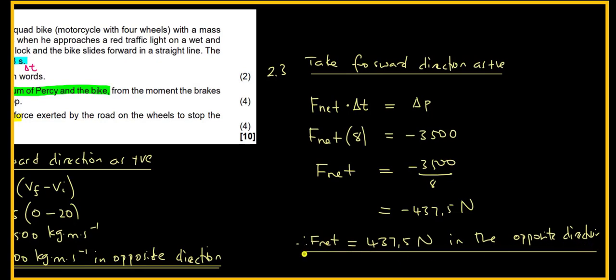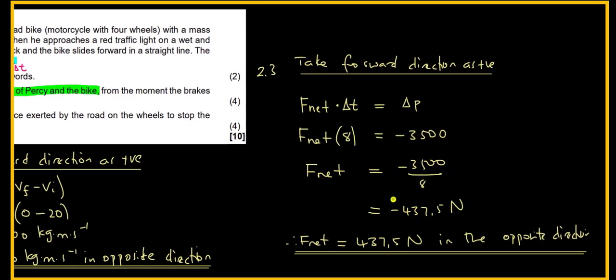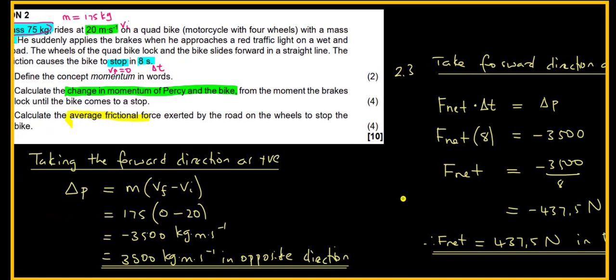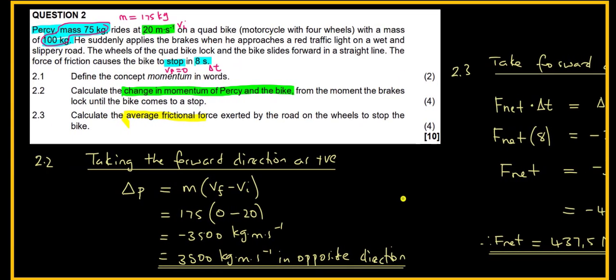And it makes sense because we know that frictional force is a force that opposes the motion of an object. So we expect to have a force opposing his motion, and that opposition to the motion causes his momentum to actually decrease all the way to 0. So that is how we use momentum to determine the force and the change in momentum that is acting on an object. Right?